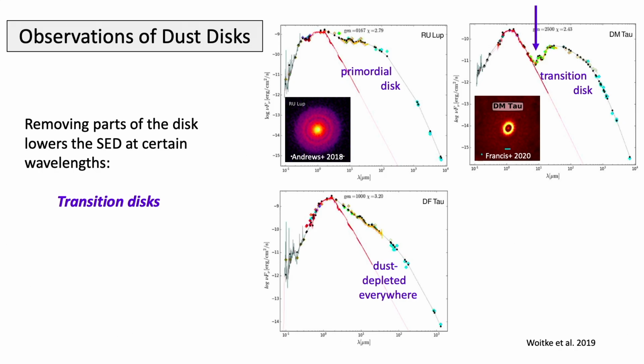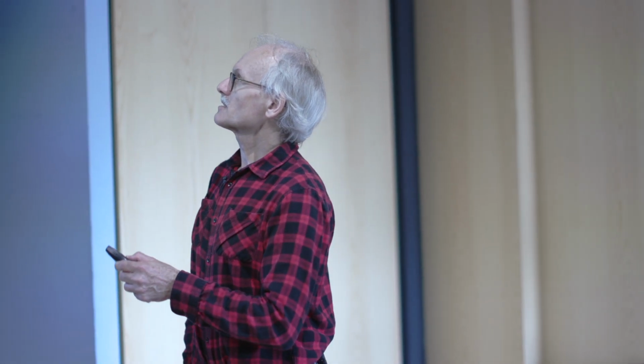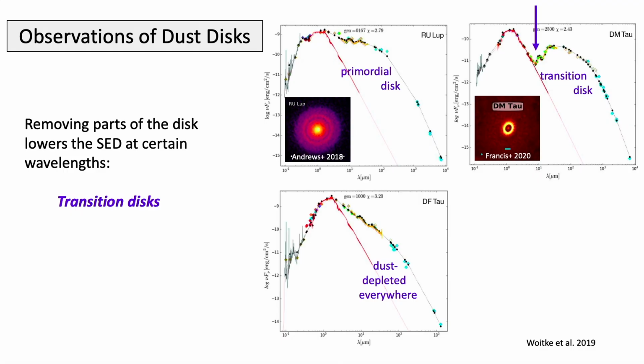You see this gap here inside. There's a bright disk here, and inside it's dark. There's not much dust there. And so you can use the spectrum to see these gaps without actually getting an image. This is called a transition disk. Apparently it begins to dissolve. Somehow the material is carried away and it's evacuated.